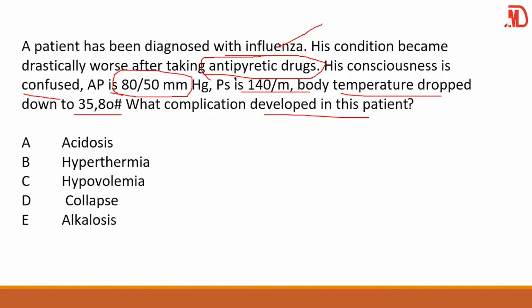First of all, you must understand that antipyretic drugs block prostaglandin synthesis. They block prostaglandin synthesis by inhibiting cyclooxygenase, that is COX. You know of COX-1 and COX-2. So they inhibit the cyclooxygenase enzyme, and these also play an important role in the regulation of temperature.